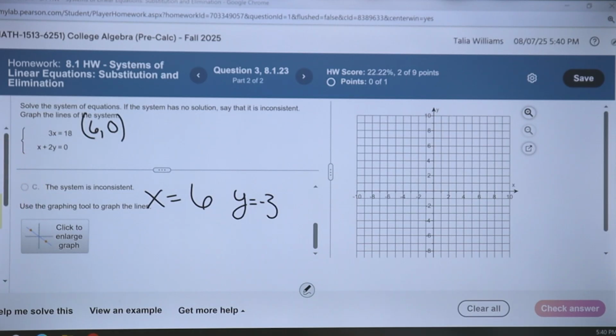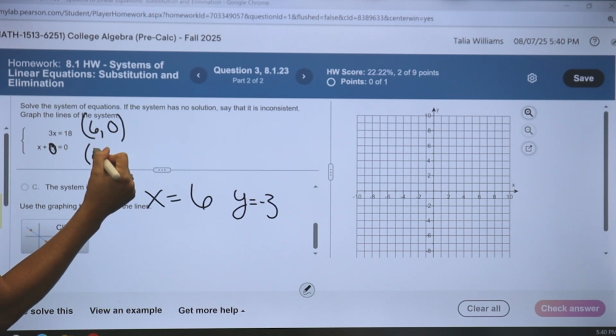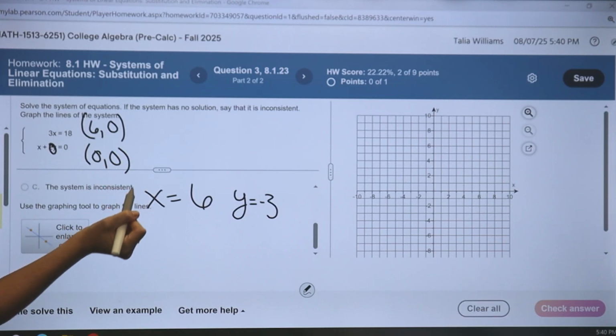And then our bottom one, let's do 0 in for y. So then I have x equals 0, so this one's going to be at 0, 0. So there's our 2 points, and let's graph it.